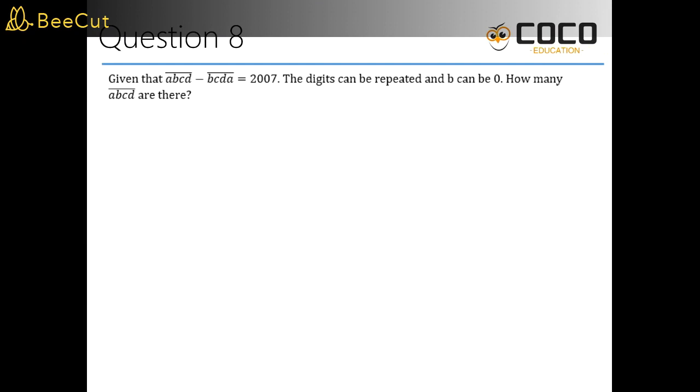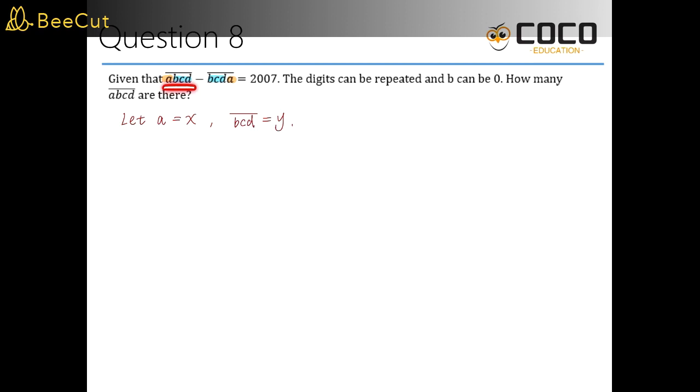For question 8, this one we can separate the A from B, C, D. So we let B, C, D be one number and we let A be another number. Let's say A equals X and B, C, D equals Y.